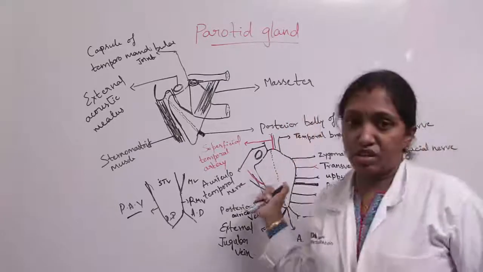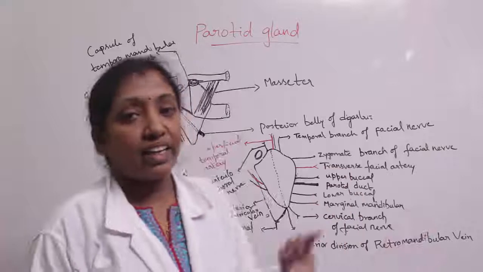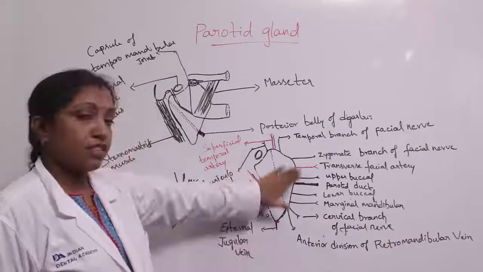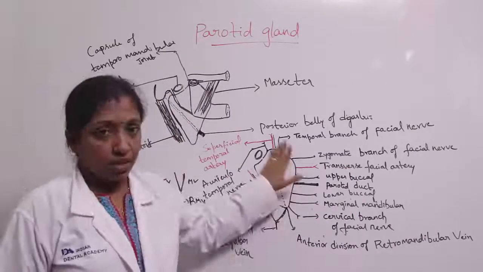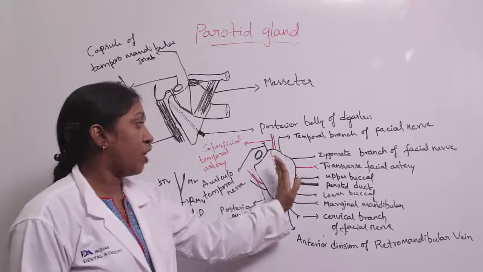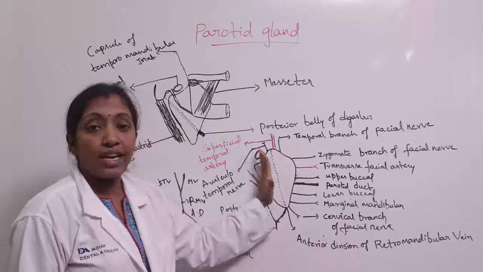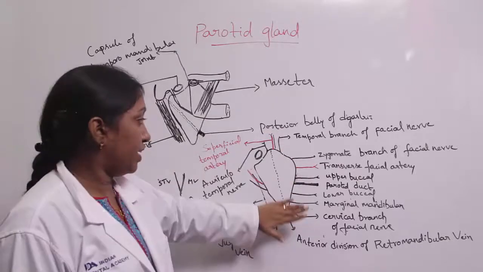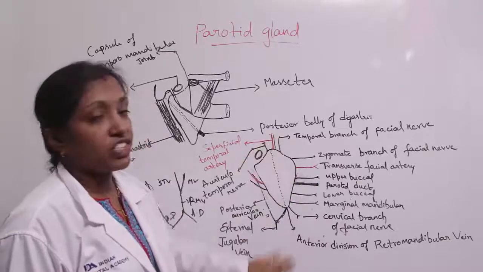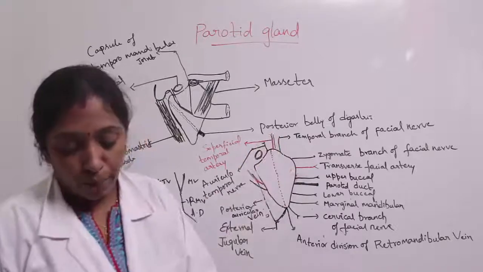And coming to the surfaces of the parotid gland. The parotid gland has three surfaces. What we are seeing is the superficial surface or lateral surface, and behind we have the anteromedial surface and posteromedial surface. So coming to the superficial surface of the parotid gland.